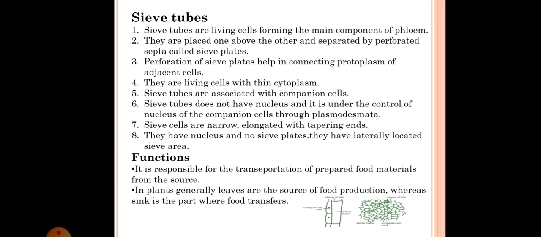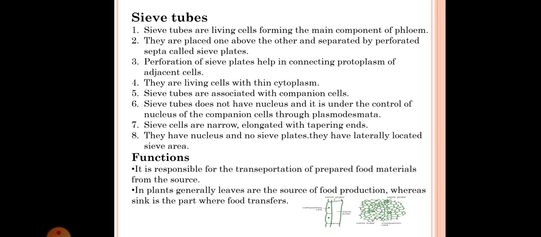First we'll see the sieve tubes. Sieve tubes are living cells forming the main component of phloem. They are placed one above the other and separated by perforated septa called sieve plates. Perforation of sieve plates helps in connecting protoplasm of adjacent cells. They are living cells with thin cytoplasm. Sieve tubes are associated with companion cells. Sieve tubes do not have a nucleus, and are under the control of the nucleus of the companion cells through plasmodesmata.